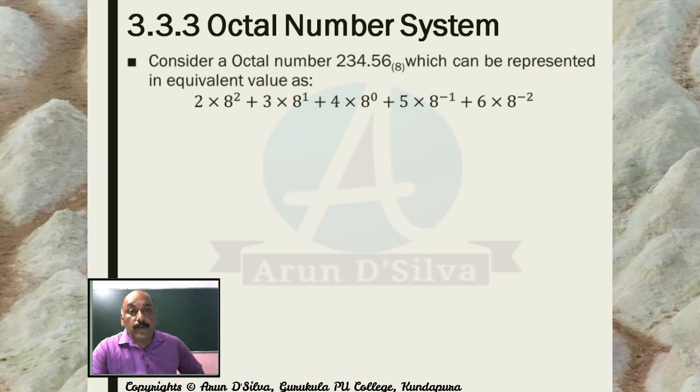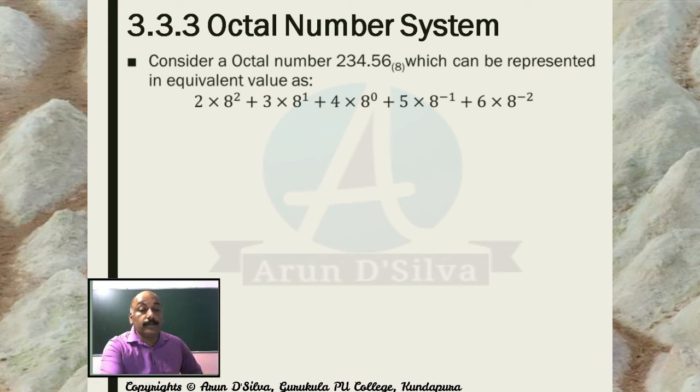Now position is 4 position is 0, 3 position is 1, 2 position is 2. So 4 into 8 to the power 0, 3 into 8 to the power 1, 2 into 8 to the power 2. All we are taking is the sum of the terms. At the same time, from the decimal point, this side when it comes, minus 1, minus 2. So 5 into 8 to the power minus 1, 6 into 8 to the power minus 2. This is the way we are representing.